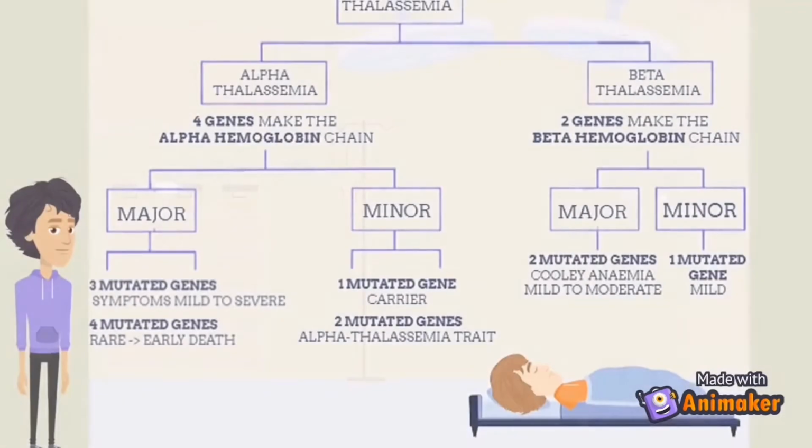The other part is beta thalassemia. The beta hemoglobin chain is produced by 2 genes. Each of your parents gives you 1. You will have modest indications and symptoms if you inherit only 1 mutant gene. This illness is known as beta thalassemia minor.